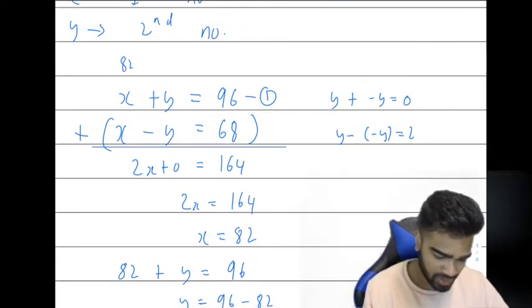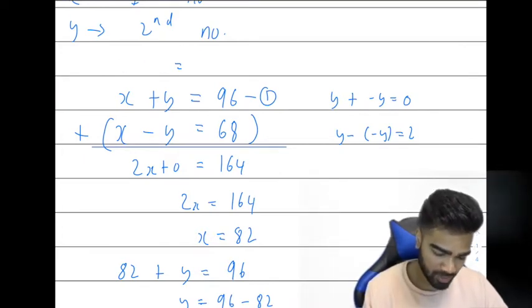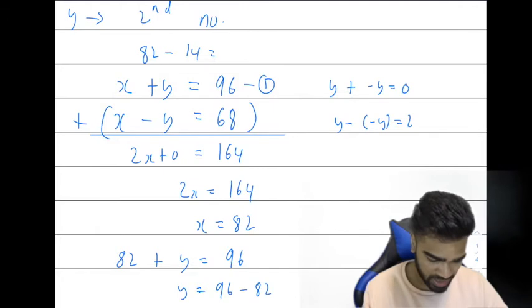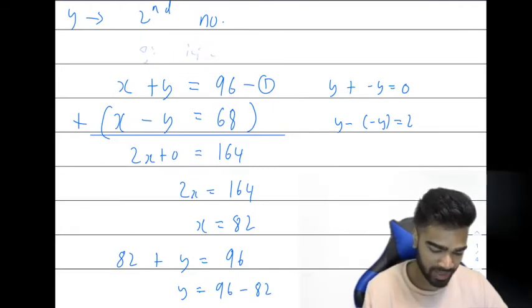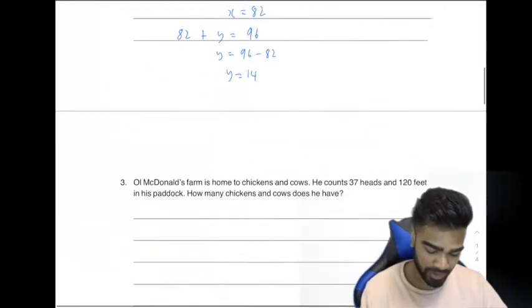Okay, let's quickly double check though. What is 82 plus 14? 82 plus 14 is 96. That makes sense. The sum of two numbers is 96. And what is the difference? 82 minus 14, guys. What's that? 82 minus 14 is 68. That works out. See, we found x and y to make it happen. So x is 82, y is 14. Well done. Let's keep going.